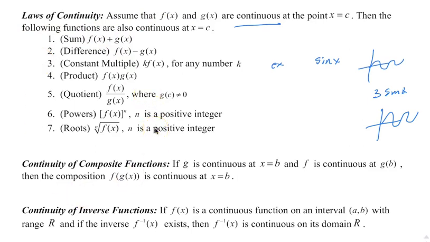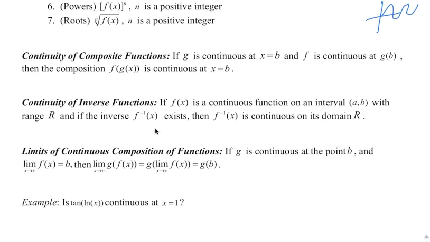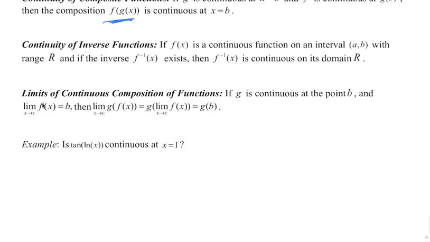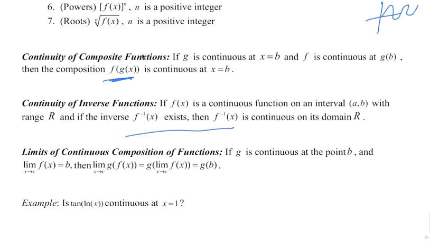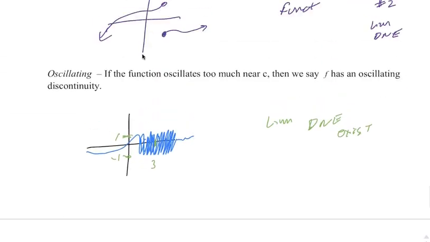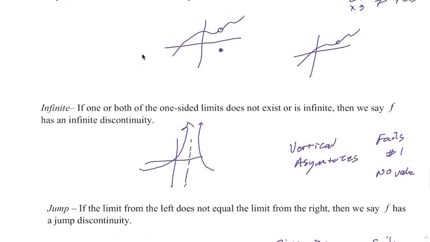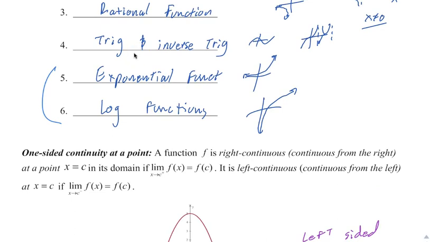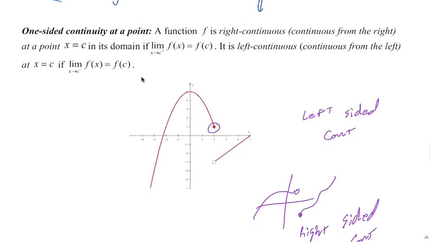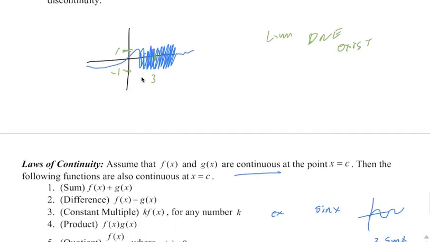And just like limit laws, continuity has composite functions. If you have two continuous functions and you plug one into the other, then the composite of them, f of g of x, is also continuous. And likewise, if you have a continuous function, its inverse is also continuous. We actually have an example of that in our known functions. Natural log and exponents are inverses of each other, and they're both continuous.